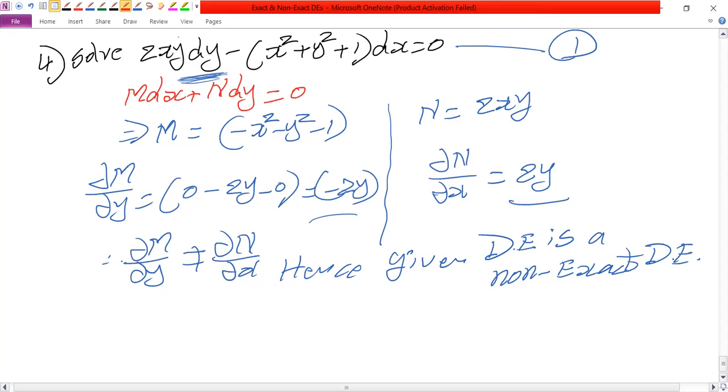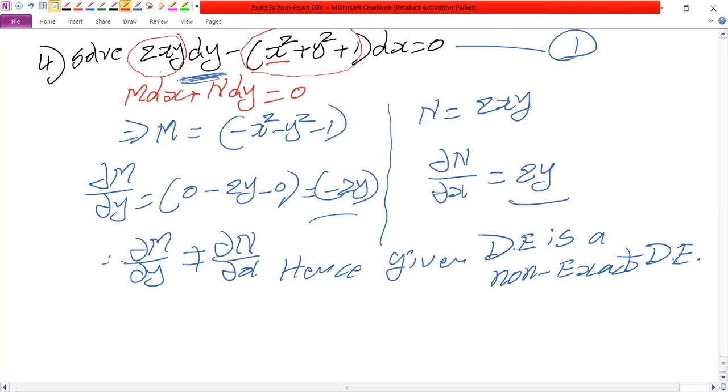In the first term, the dy coefficient contains x power 1, y power 1. Only one term is there. So what is the sum of powers of x and y? It is 2. But when it comes to the second term, the dx coefficient, x square plus y square plus 1, 3 terms are there. In the first term, what is the sum of powers of x and y? X power is 2, y power is 0. So the sum of powers of x and y is 2.